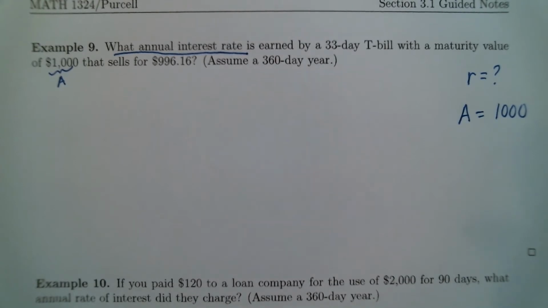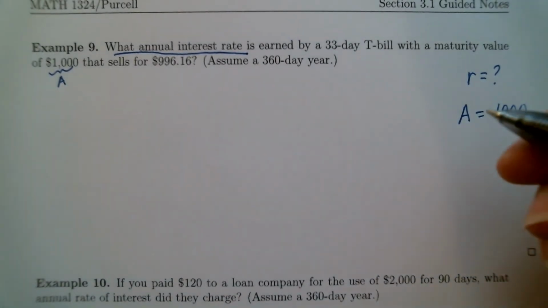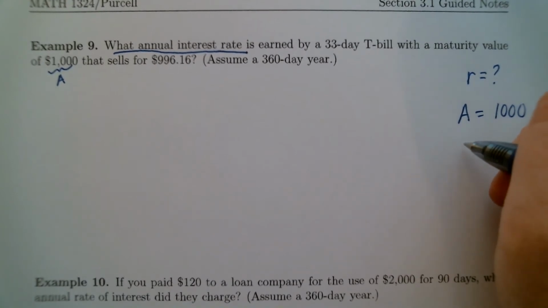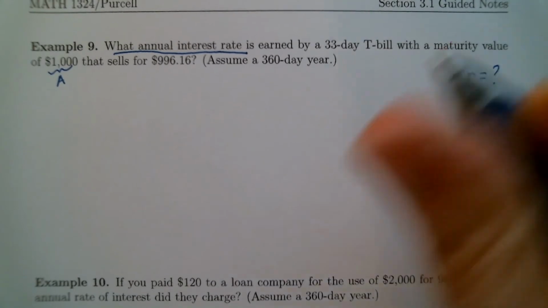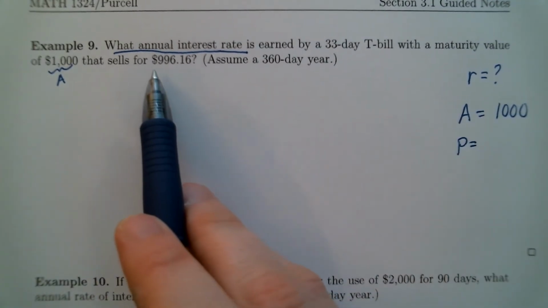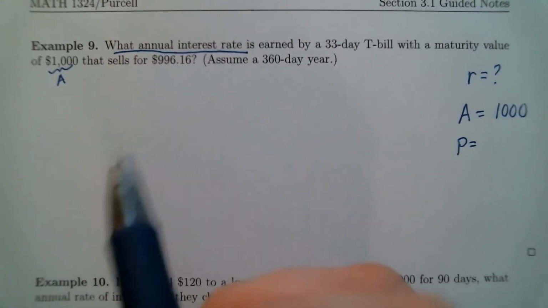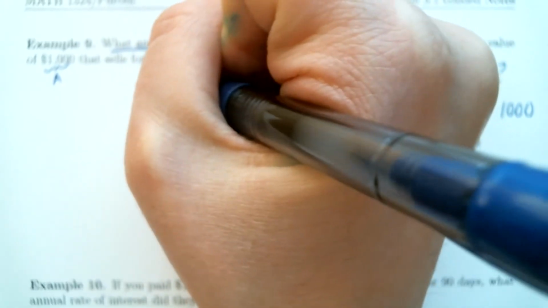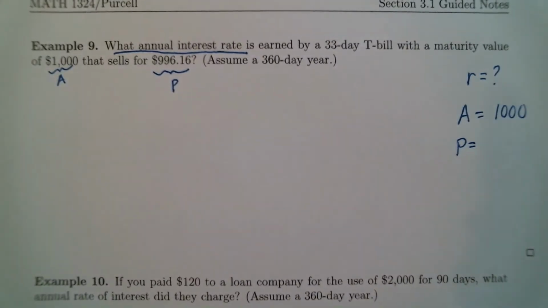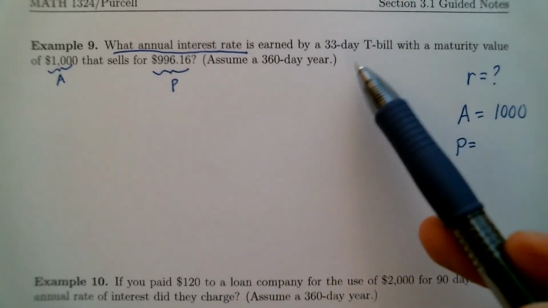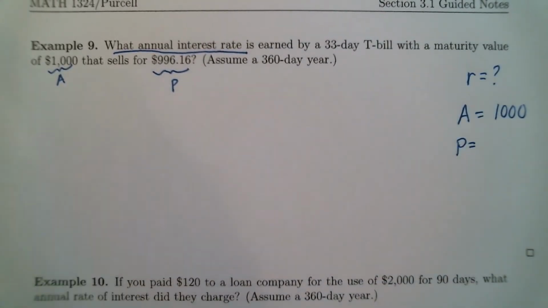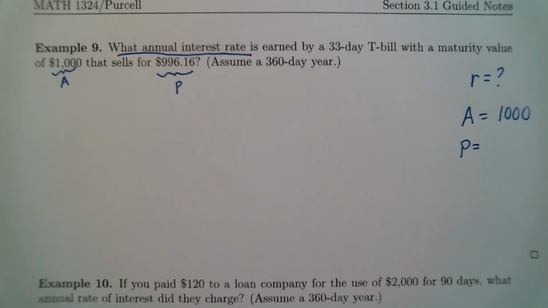Okay, so now let's see. We know the p-value. Basically, this is the purchase price. If this T-bill is purchased for $996.16, after the 33-day period it will mature to a value of $1,000. So that's what's going on here.